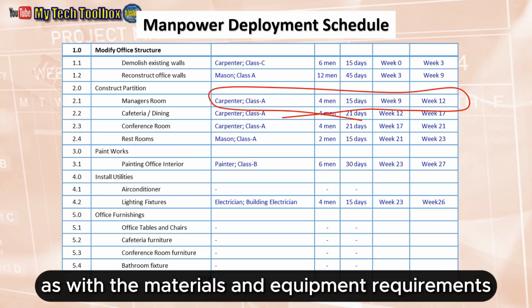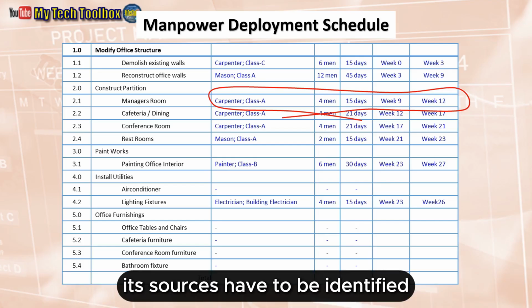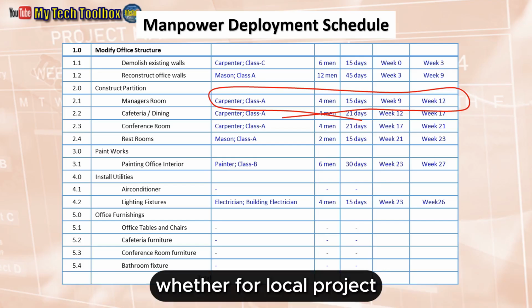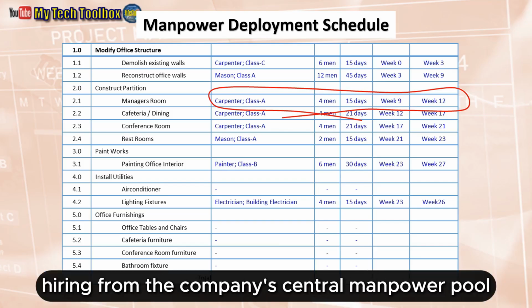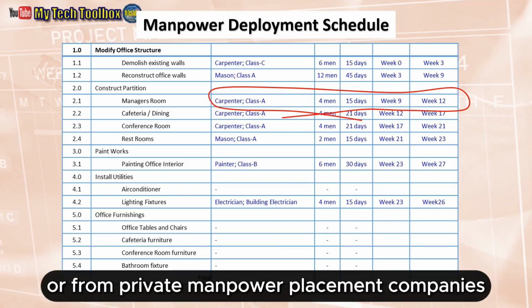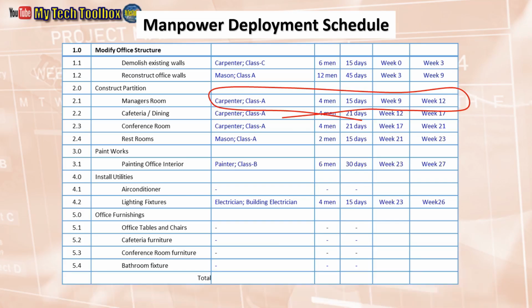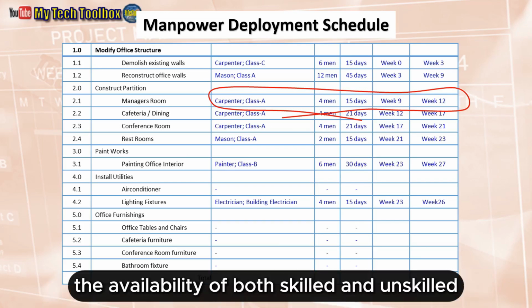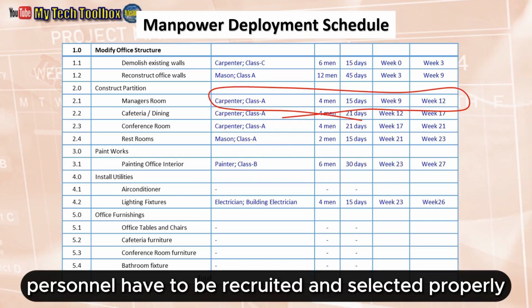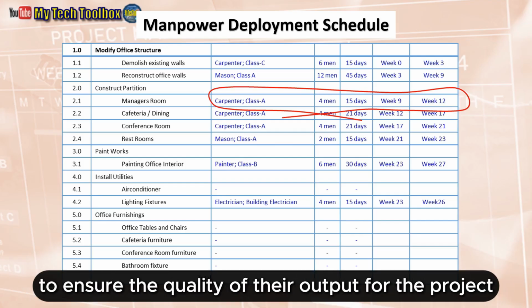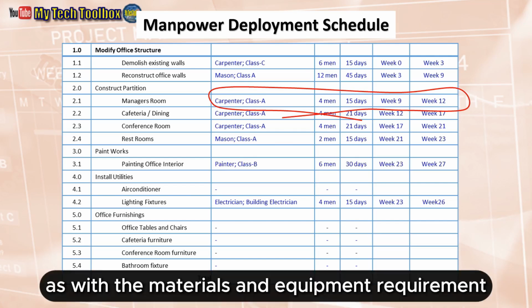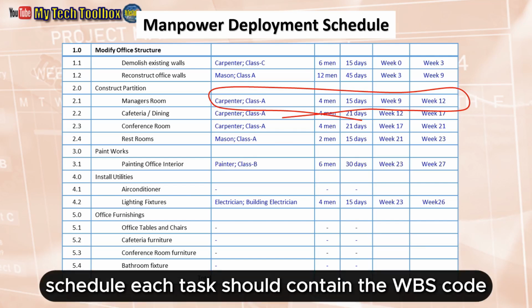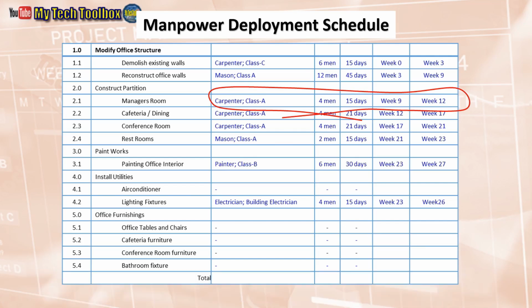As with the materials and equipment requirements, its sources have to be identified, whether for local project hiring, from the company's central manpower pool, or from private manpower placement companies. Both skilled and unskilled personnel have to be recruited and selected properly to ensure the quality of their output for the project. As with the materials and equipment requirement schedule, each task should contain the WBS code.